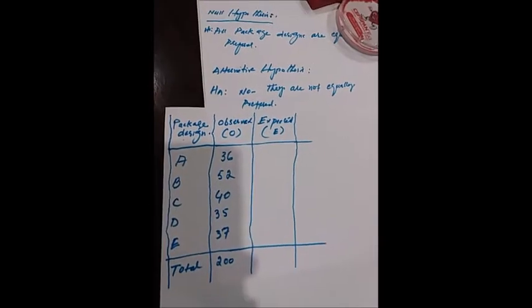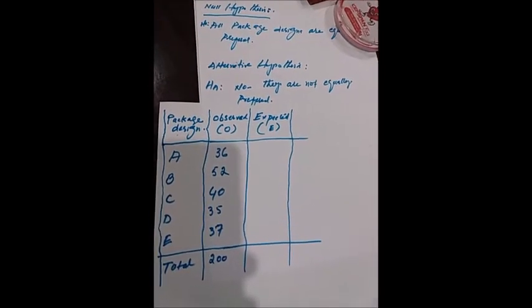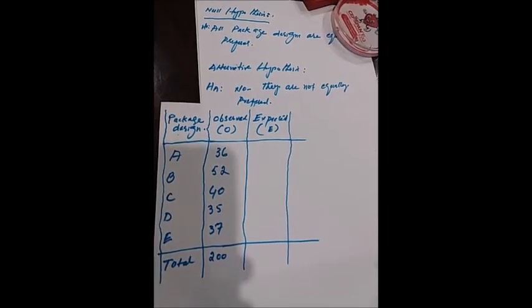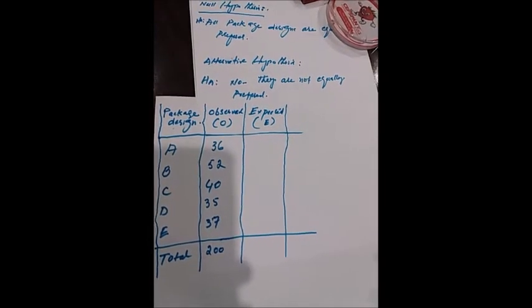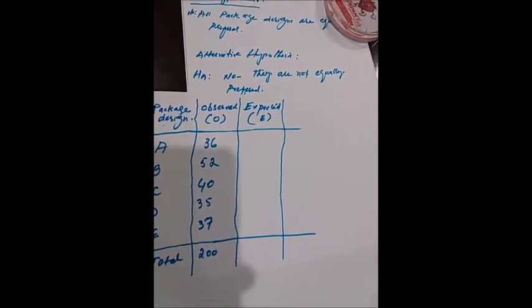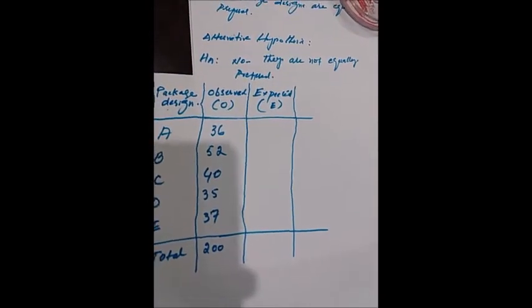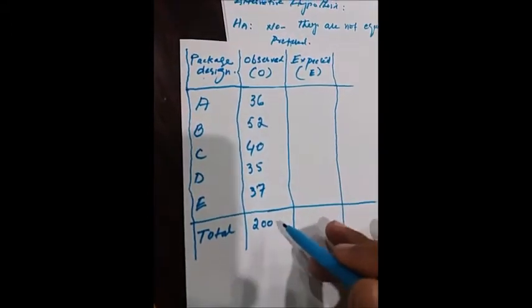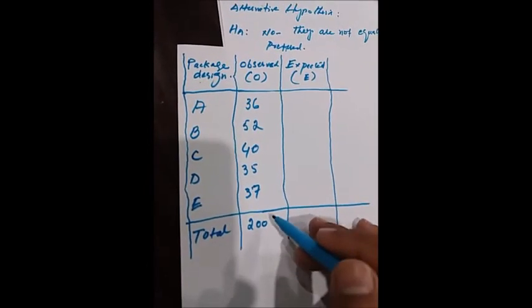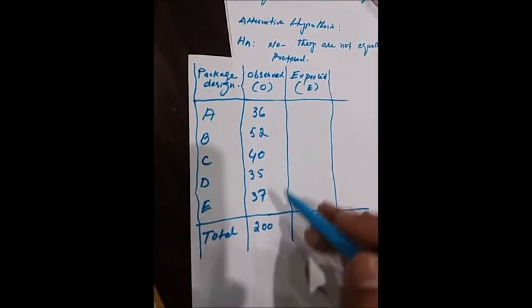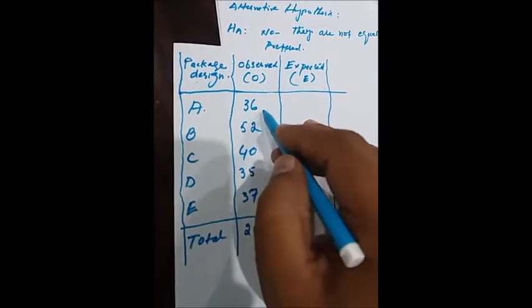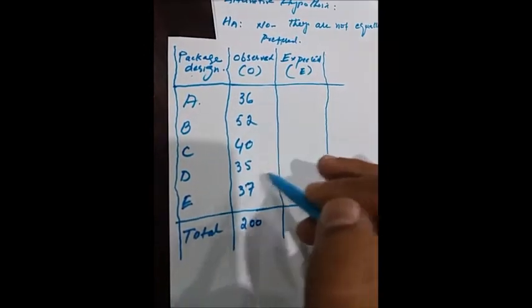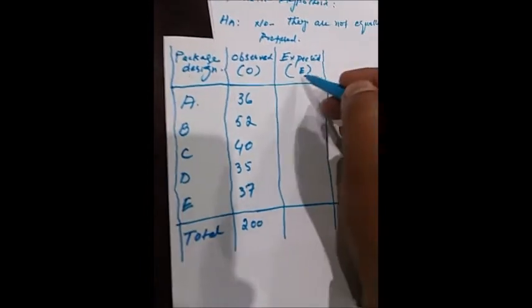So as we know, we have two types of hypotheses, null hypothesis and alternative hypothesis. The null hypothesis says that package designs are equally preferred, whereas the alternative hypothesis says that no, they are not equally preferred. There is a significant difference between preferences of the package designs. So these are the observed values of the consumer preferences: 36 for A, 52 for B, 40 for C, 35 for D, 37 for E.